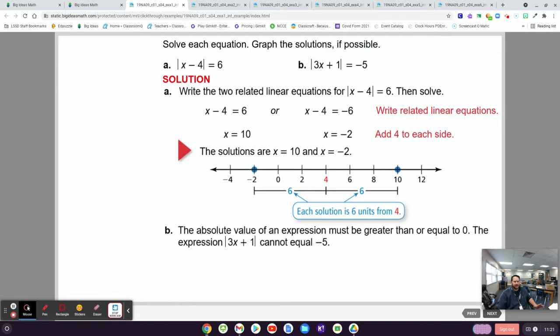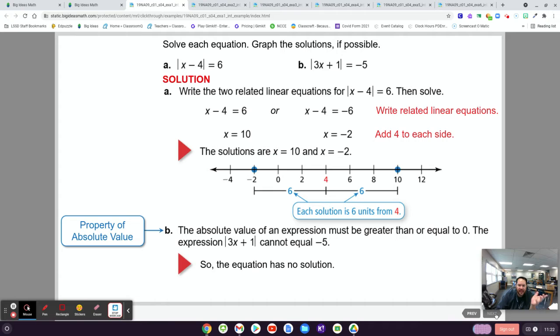All right, for B, as soon as you're given this problem, if it says the absolute value of something equals a negative number, you can say, no, it cannot, because you can never have an absolute value be negative. Therefore, this one has no solution. There's no number for x that makes this true because you can never have an absolute value that's negative. All right, so those are the two cases: one where you can solve for two things, one where there's no solution. It can't be done.